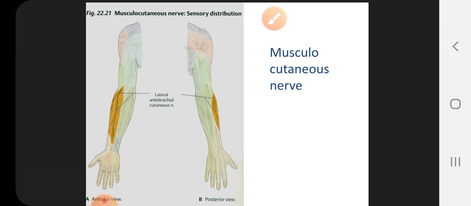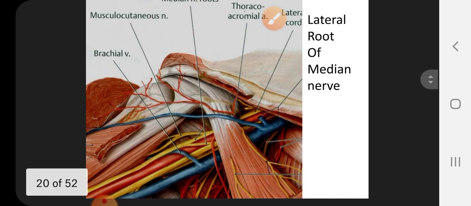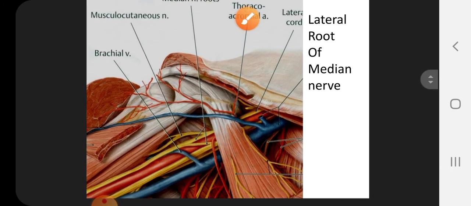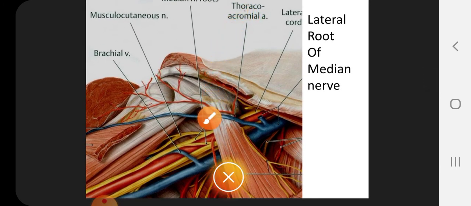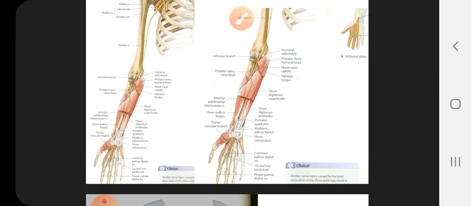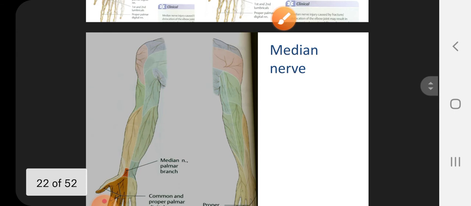Next you got the lateral root of median nerve. You can see this clearly. The median nerve has two roots, one is lateral, the other one is medial. The median nerve is the chief nerve of the front of forearm, and it supplies the muscles of thenar eminence. Next, branches from medial cord, that is medial root of median nerve.